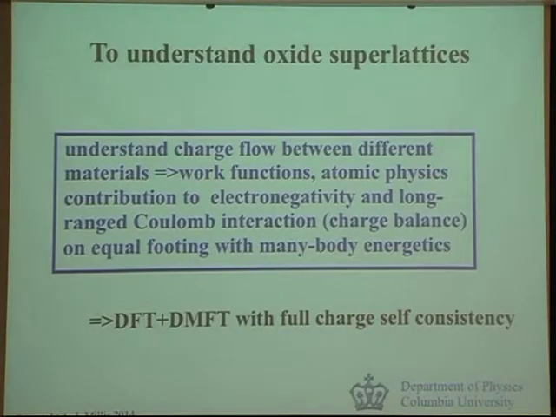Right? So to understand superlattices, you need to understand charge flow between different materials. That means that on an equal footing with many-body physics and energetics, you need to understand differences of work functions, atomic physics contributions to electronegativity, and the charge balance issues associated just with the usual Coulomb interaction. Right? So you need to put all these things together if you wish to understand the physics of these materials.